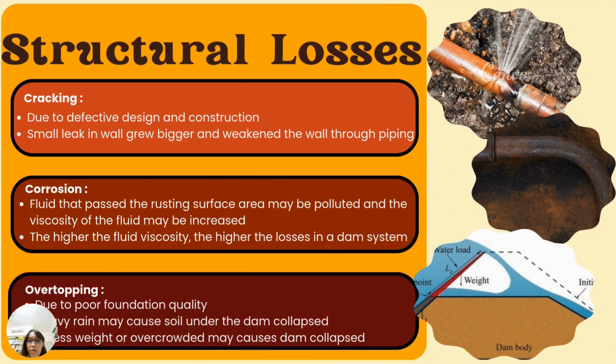Corrosion. Fluid that passes the rusting surface area may be polluted and the viscosity of the fluid may be increased. As I mentioned at the beginning of the slide, the higher the fluid viscosity, the higher the losses in the dam system.